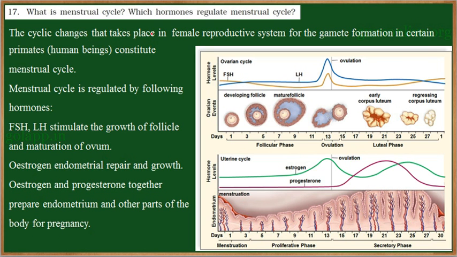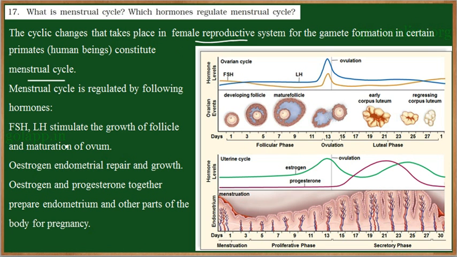What is the menstrual cycle? Which hormones regulate the menstrual cycle? The cyclic changes that occur in the female reproductive system, that is, within the ovary and the uterus. Now these cyclic changes enable the formation of the gamete and also the implantation of the embryo. All these changes together are called the menstrual cycle.